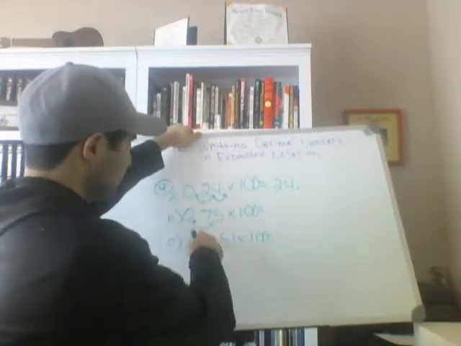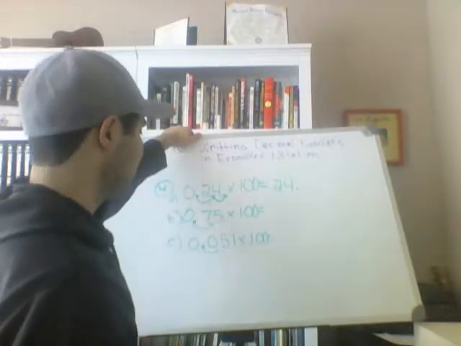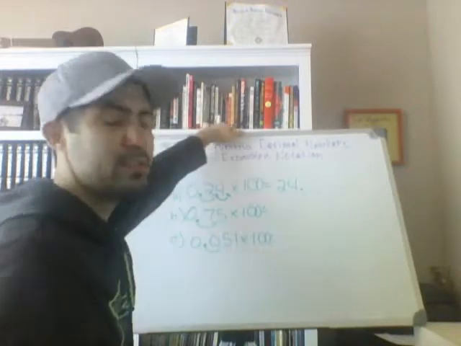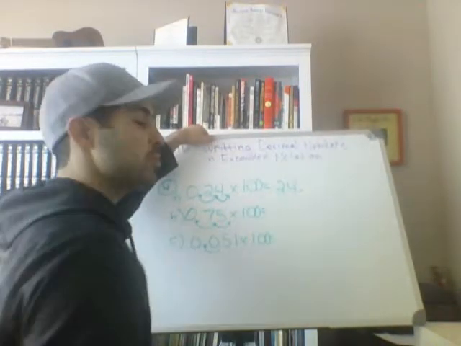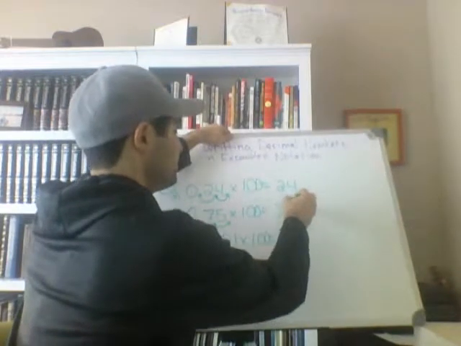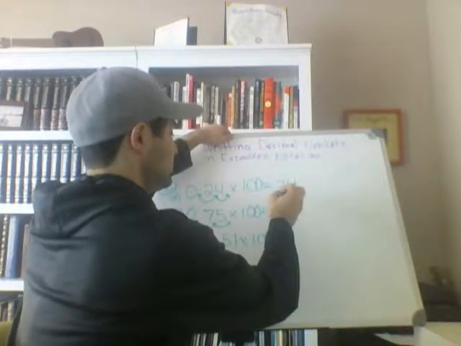All right? Say this was money. Instead of being 75 cents, if you multiply 75 cents by 100, you are going to have the decimal move 2 places to the right. You're now going to have $75. Okay?